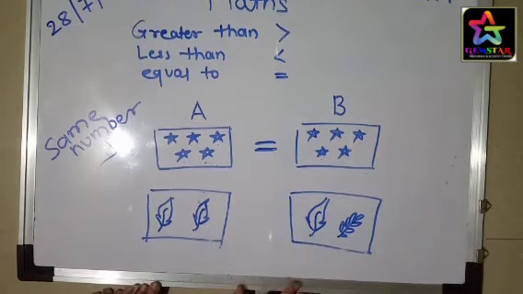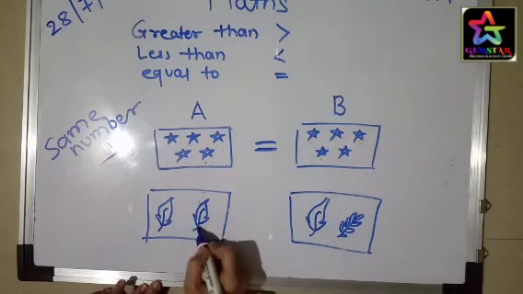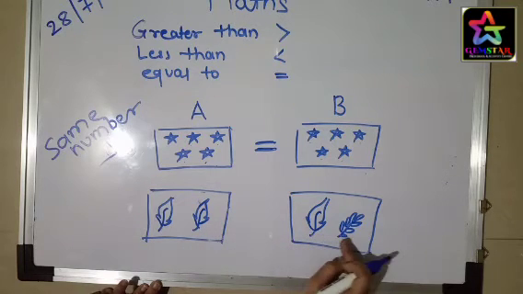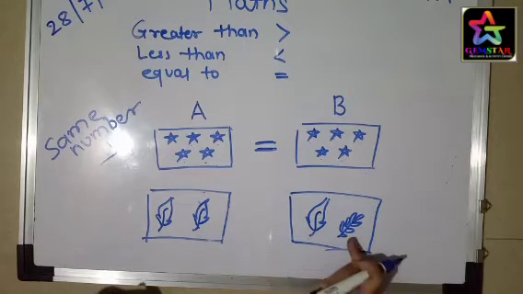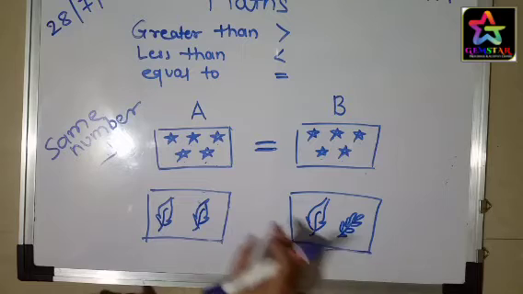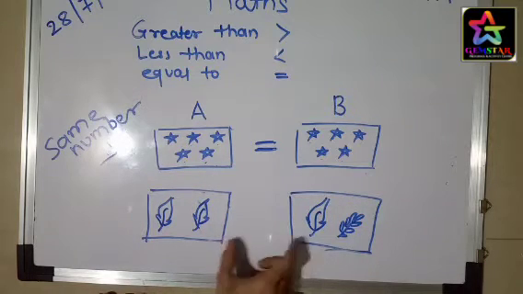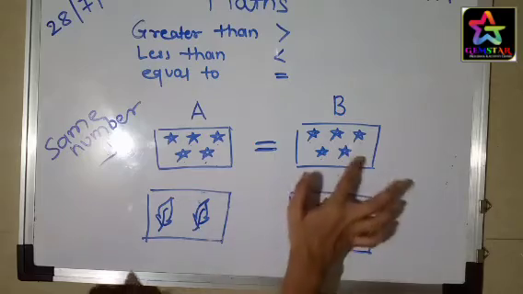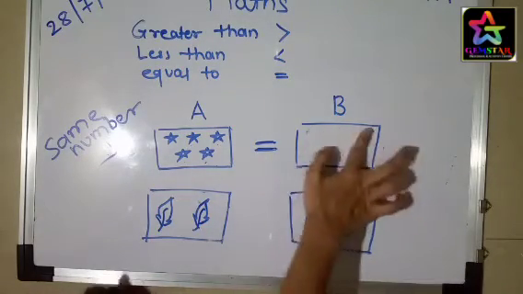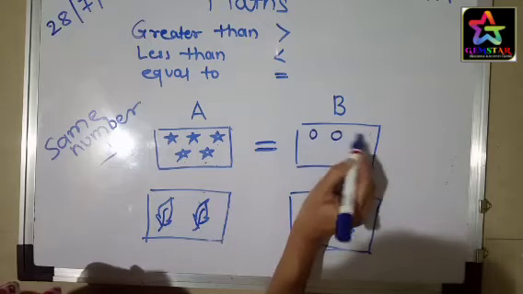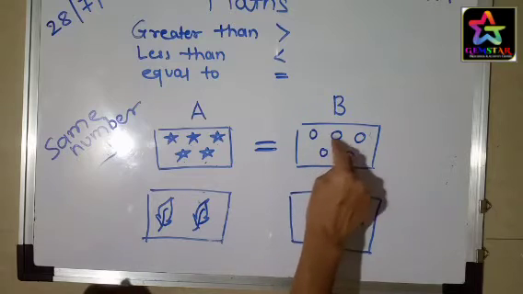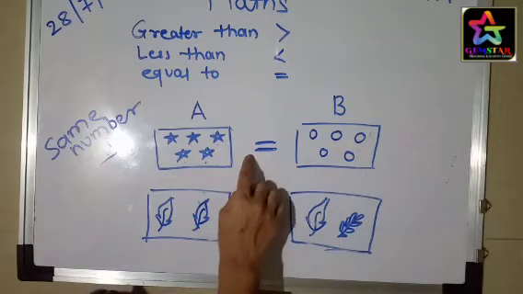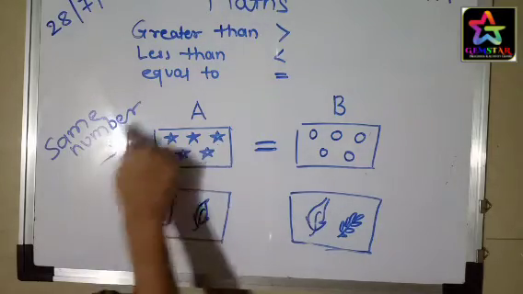Then move to the second example. Here are two groups, A and B. Here is 1, 2 leaf, and here is 1, 2 leaf. So you can see I have drawn a different leaf because the things may differ, but the number should be the same. For example, if I have drawn here some rings, how many rings are there? 1, 2, 3, 4, 5. So they are equal because they share the same number.